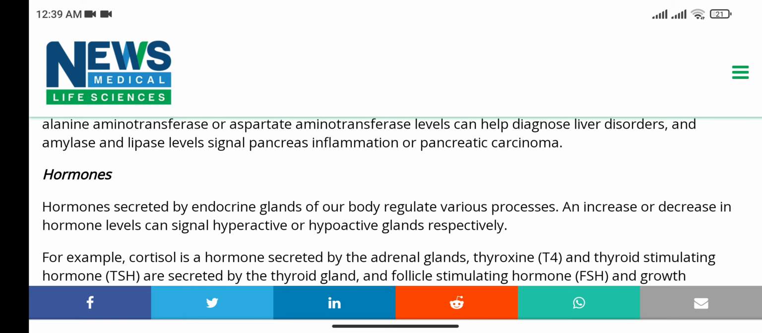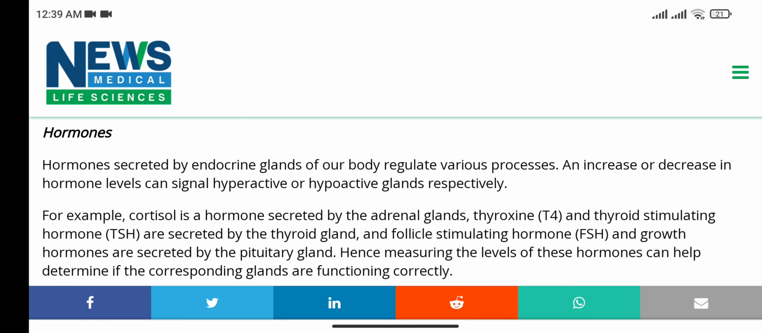Hormones secreted by endocrine glands of our body regulate various processes, and increase or decrease in hormone levels can signal hyperactive or hypoactive glands, respectively. For example, cortisol is a hormone secreted by the adrenal glands. Thyroxine, T4, and thyroid stimulating hormone, TSH, are secreted by the thyroid gland, and follicle stimulating hormone, FSH, and growth hormones are secreted by the pituitary gland. Hence, measuring the levels of these hormones can help determine if the corresponding glands are functioning correctly.